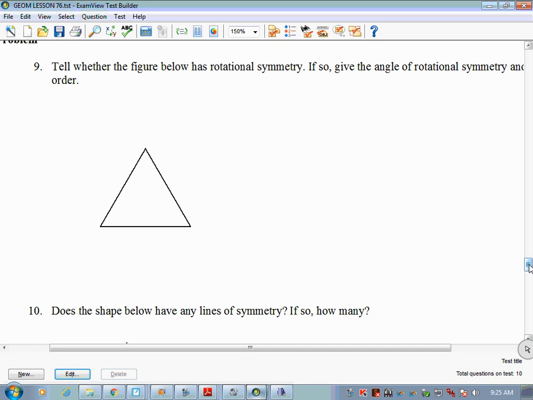Does it have rotational symmetry? Yes. Okay, what's the angle of rotational symmetry? We just answered this a little bit ago. 120 degrees has an order of 3, correct?